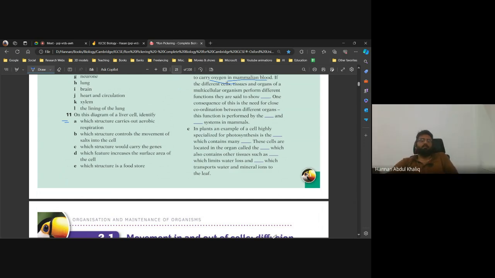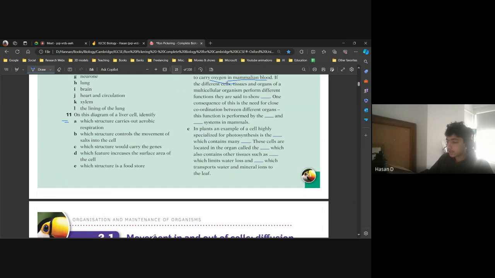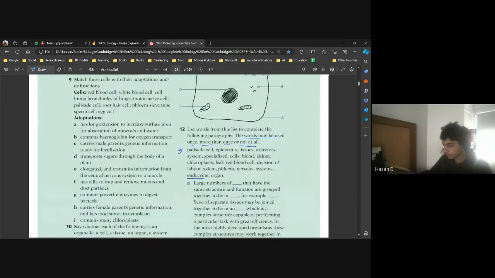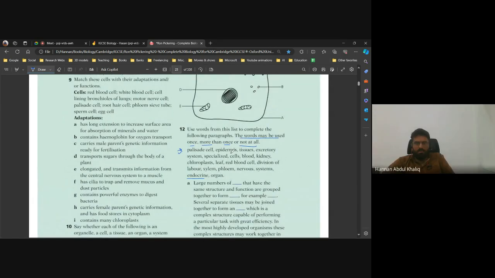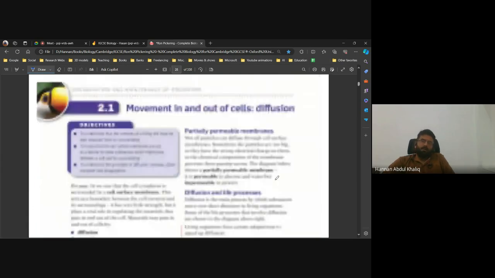These cells are located in the organ called the leaf. It also contains other tissues, such as xylem, which limits water loss. And I didn't know what to write here, but I wrote phlegm. Phloem. Phloem was here. Yes. Fine. Okay. Very good.